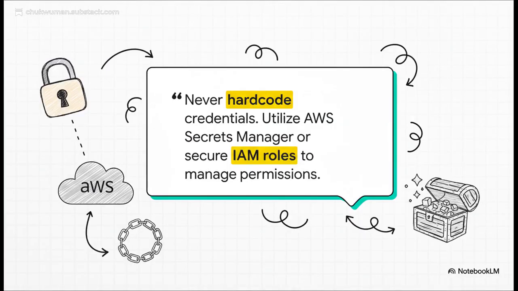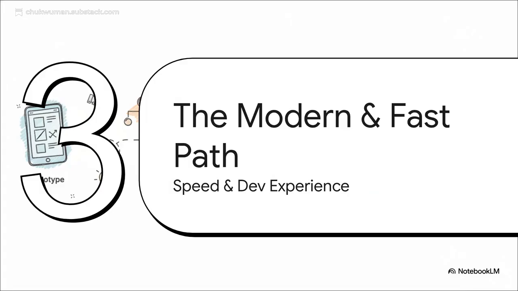And here comes the security warning for AWS. The rule is exactly the same, but the tools have different names. Don't hardcode credentials. You use AWS Secrets Manager to store them securely. Then you use something called IAM roles to manage who or what has permission to access them. Just think of an IAM role as a special key card that only opens the doors your app is allowed to open.